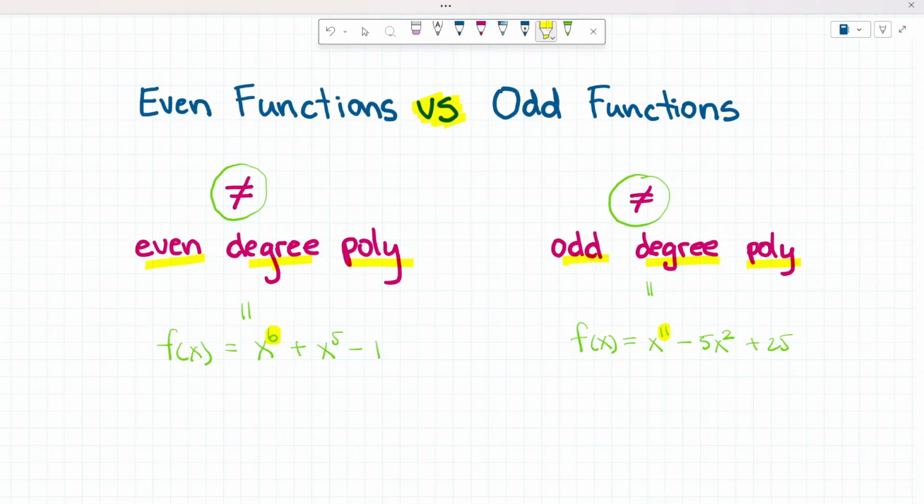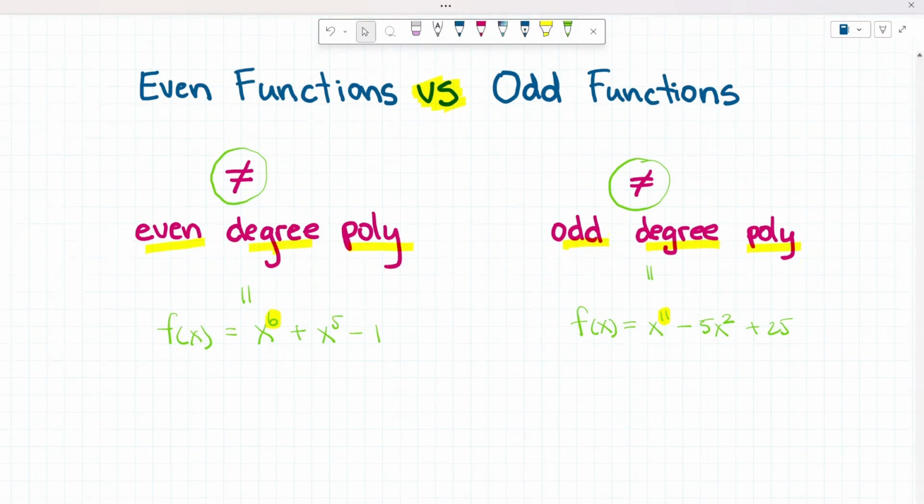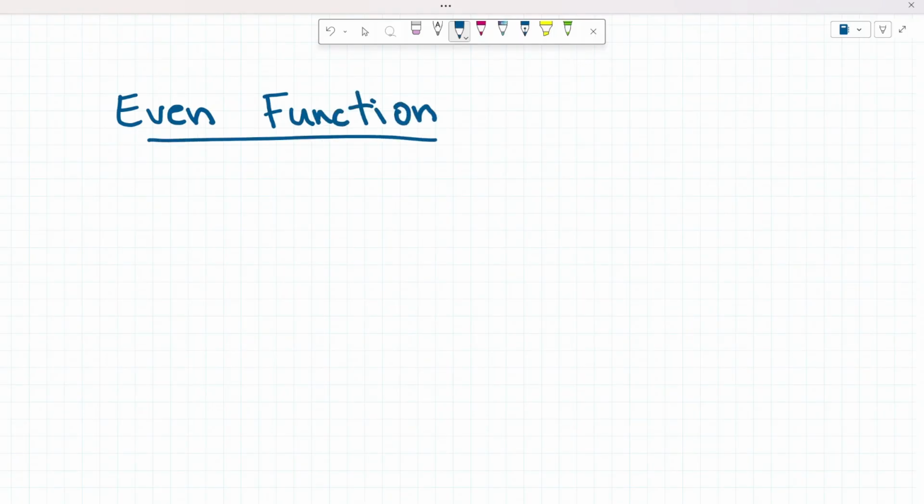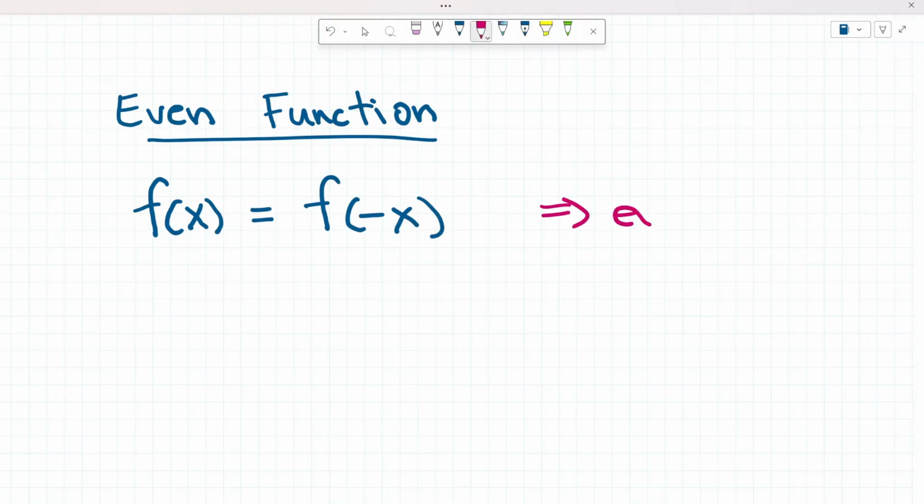Let's take this a step further to actually uncover what even functions and odd functions are, and look at their properties. So first of all, let's determine how to find an even function. This is really neat because there's an algebraic way that we can uncover this phenomenon. Even functions have this formula: if you have some function f of x and it equals f of negative x, then you have an even function.